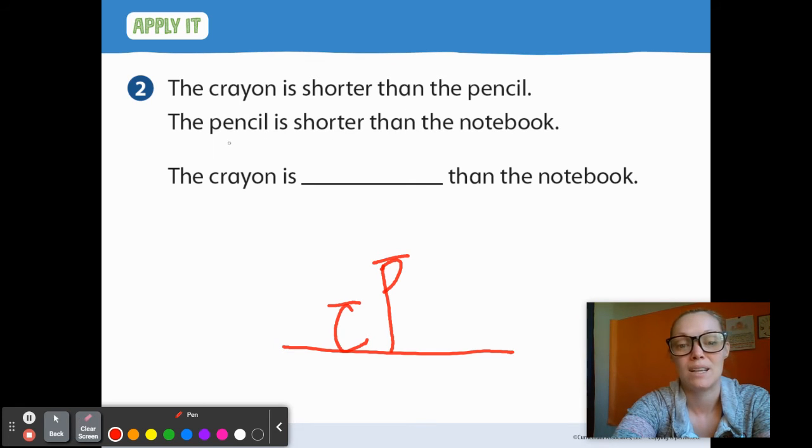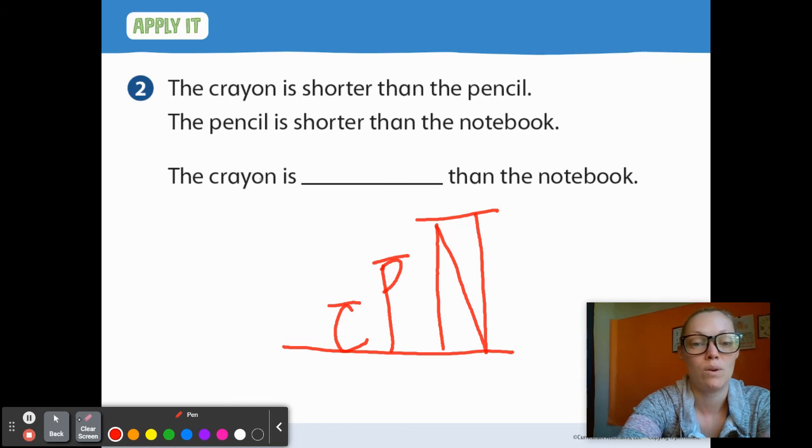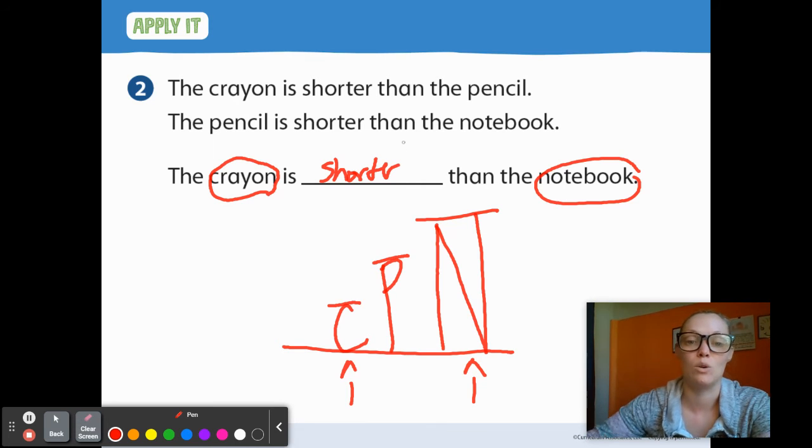And then here's my next clue. The pencil is shorter than the notebook. So I need to make it so my pencil is shorter than my notebook. Now it wants me to compare the crayon to the notebook. The crayon is shorter than the notebook.